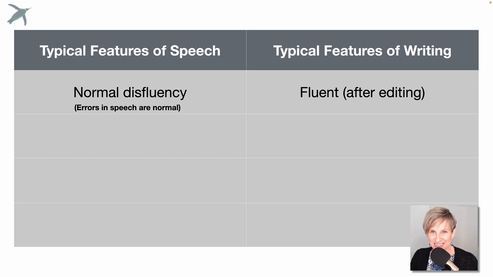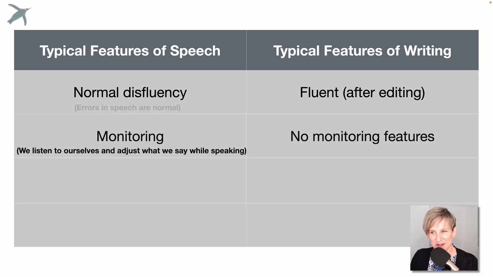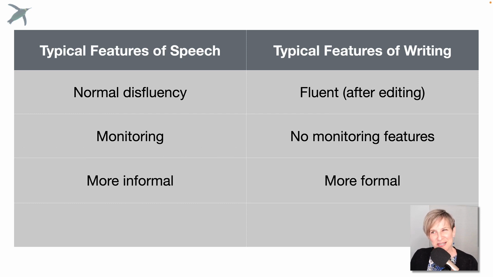But in writing, because we have editing and the power of sort of infinite time, normally we have fluency in writing. Going along with that, in speech, we monitor ourselves. So we listen to ourselves and we adjust what we say as we are speaking. Obviously, that doesn't happen in writing. This makes speech seem more informal.